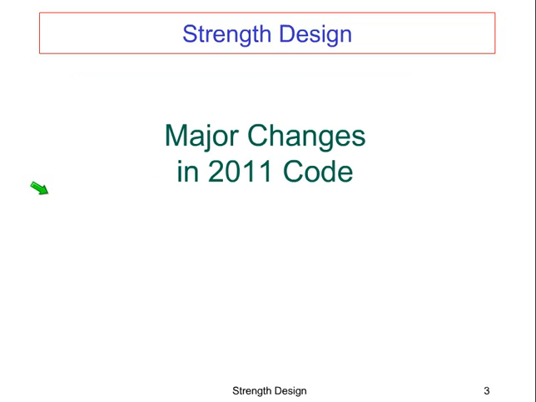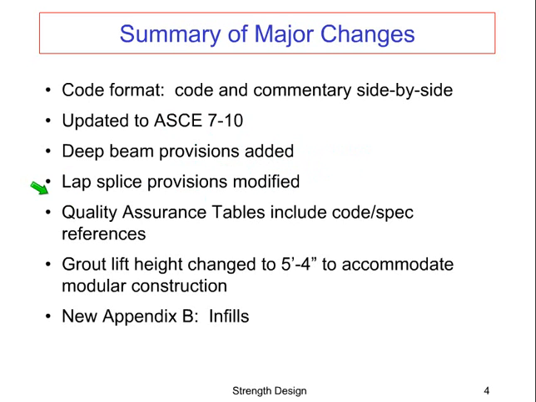So we'll start out, just let me highlight for a few minutes here some of the major changes between the 2008 and 2011 Masonry Code. The first one is code format. The code and commentary are now side by side. Hopefully that will help the users. We have updated the ASC 710, and I'll mention the implications of that in a second.